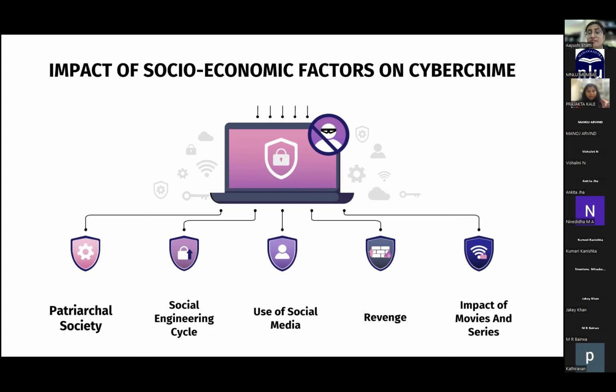Now, multiple IDs or fake IDs have been created by a single user. Now, revenge. Envy is considered the most natural human tendency. But when this envy is converted into jealousy, and this jealousy is converted into revenge, it becomes extremely dangerous. Because there is no user identification required on social media, they take revenge in such a manner that it's very difficult to track down the person who has committed the cybercrime.